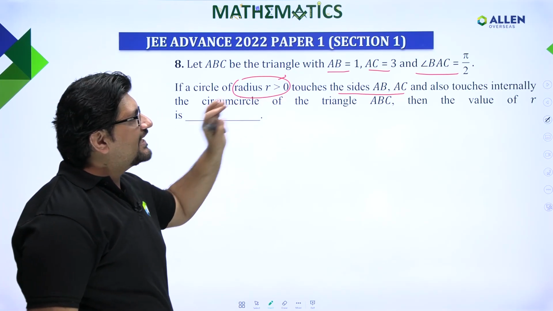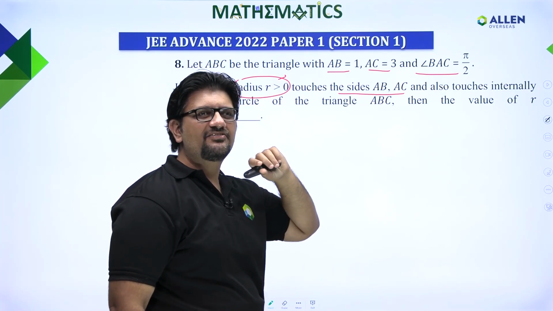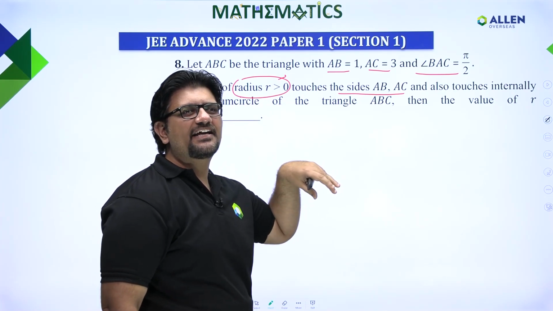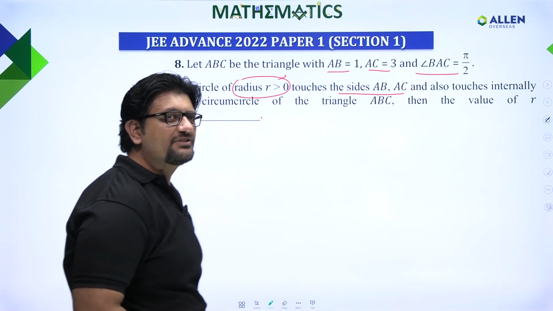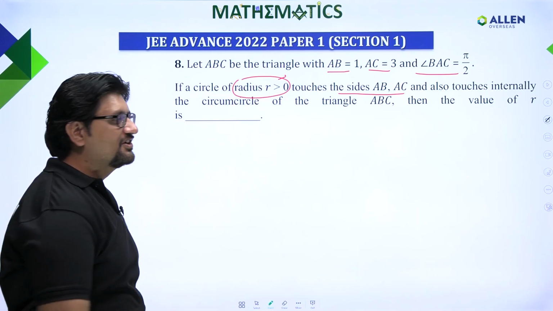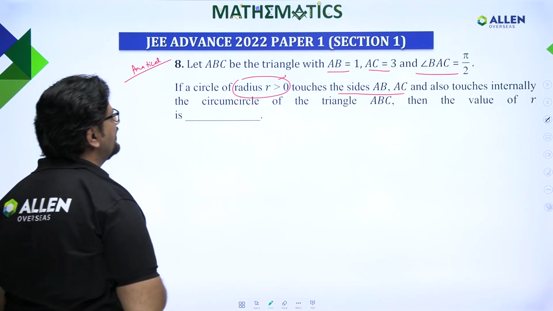See, what he has given is that angle BAC is 90 and AB and AC are given to me. It means a right angle triangle is given. So why not assume the right angle triangle with the coordinate axes, my dear? It will make the calculations easier for you. Okay, so think analytically in this question. I will say that it is purely an analytical type question, my dear.